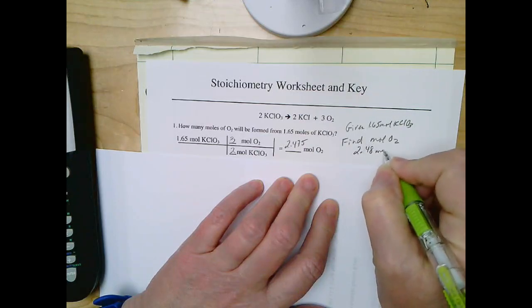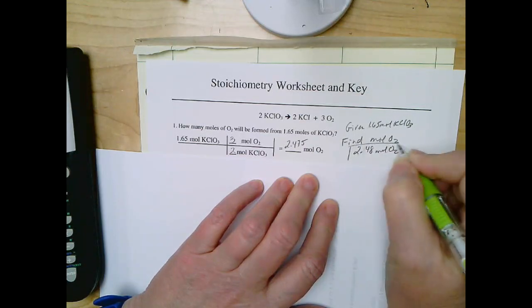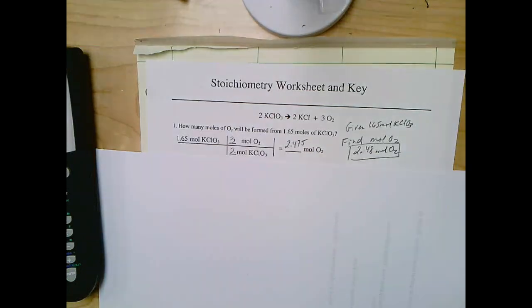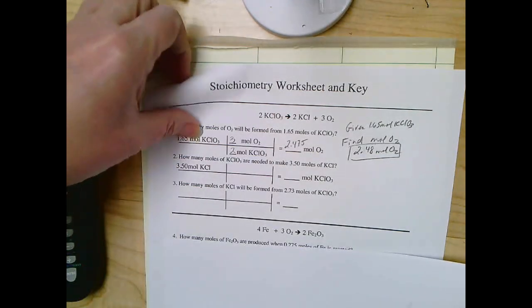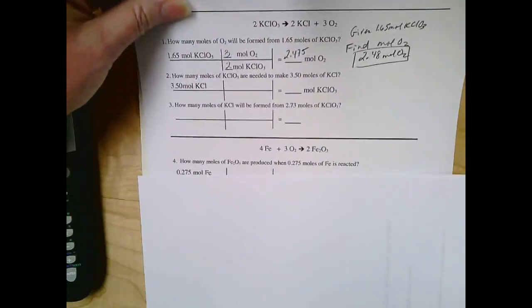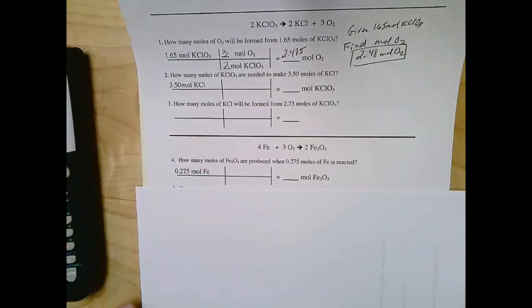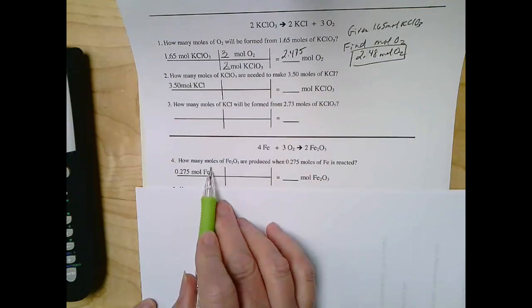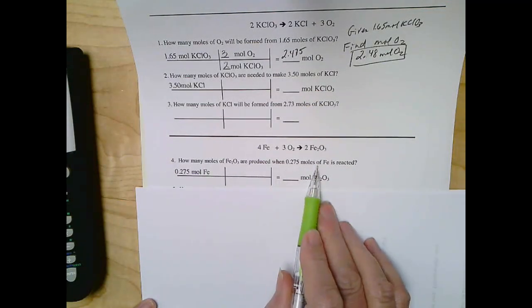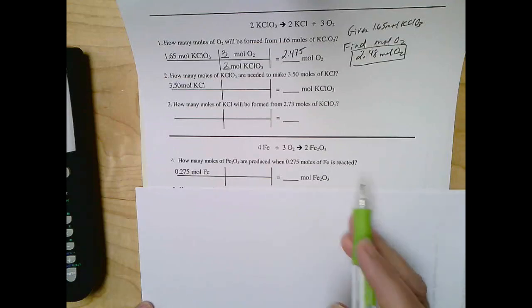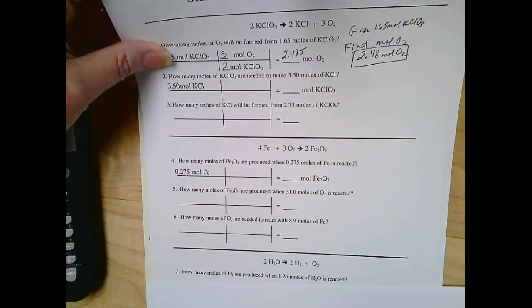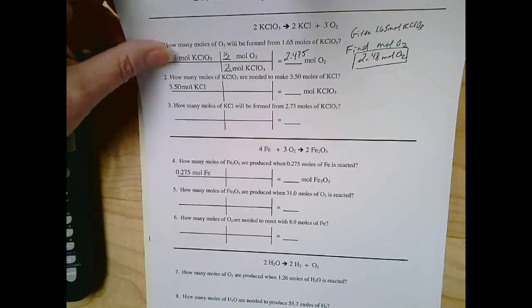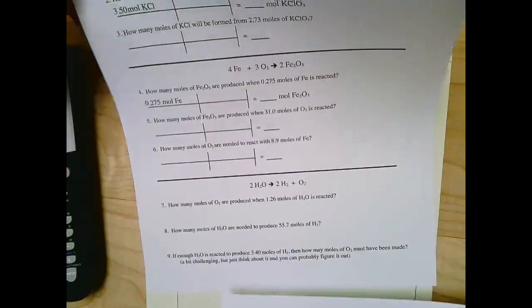2.48 moles of O2 is your final answer. Okay. Now I'm going to skip over some more of these moles because those are pretty simple. Let's look at here. Oh, and again, this is just going from moles to moles. So again, too easy for you guys. So moles and moles.